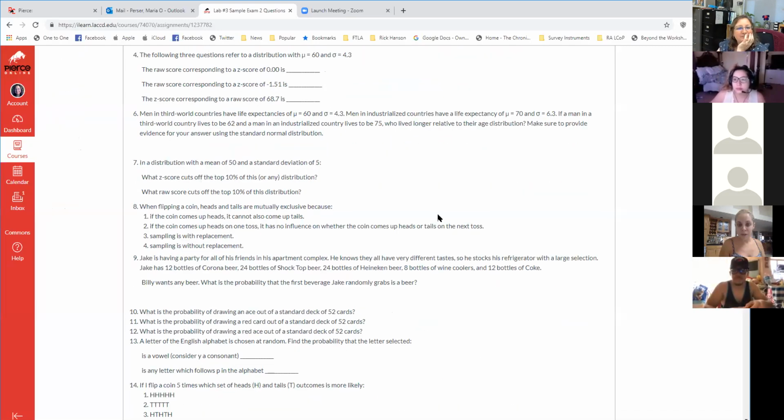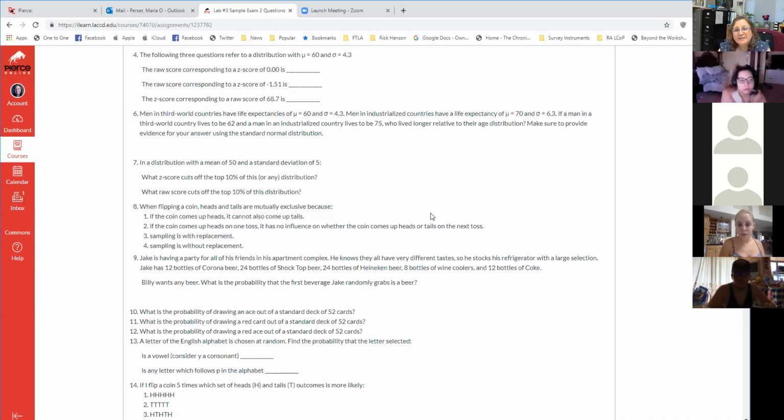Sorry, on number 9, Jake is having a party. He stacks his fridge with beers and bottles and Coke. When it asks randomly the first beverage, now everything is all in a bunch. So the beer, the Coke, the wine coolers, is that the total? Yeah, the first thing you have to do is figure out what your N is. What's your sample? How many bottles does he have in that fridge? You have to total those up, and that's your N.